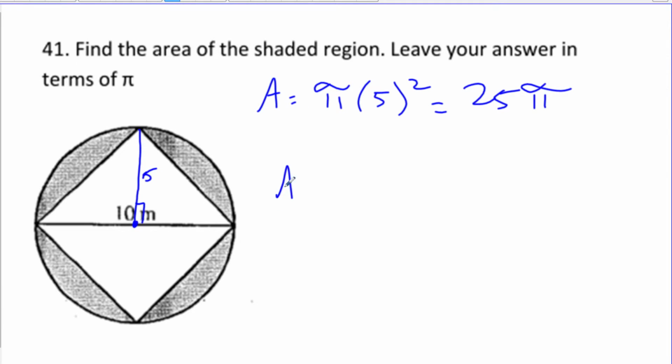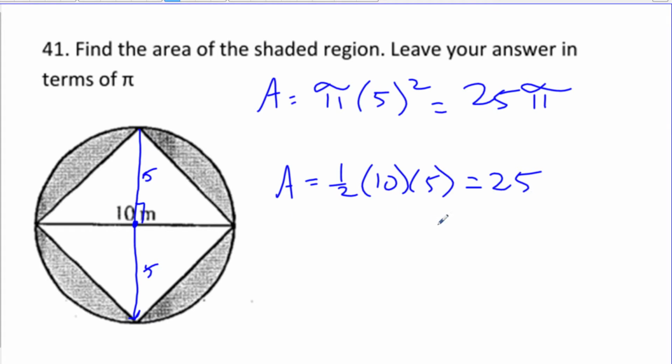So I'm going to say the area of this top triangle is 1/2 times 10 times 5. Well, that's half of 50, which is 25. I have a duplicate situation going on down here. This is also 5 with a base of 10, so that's going to be another 25. So I'm going to say the area of the white space is 50 that I need to remove.